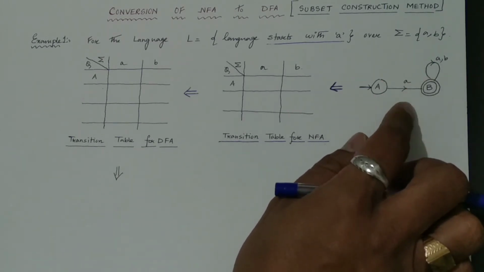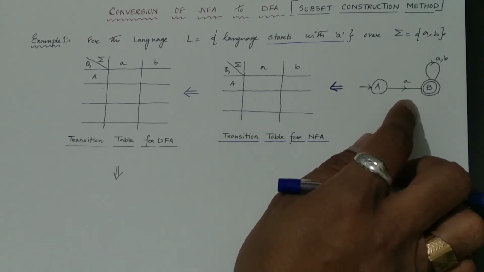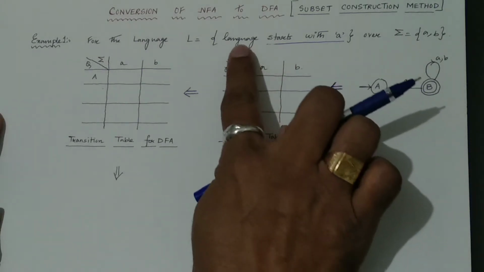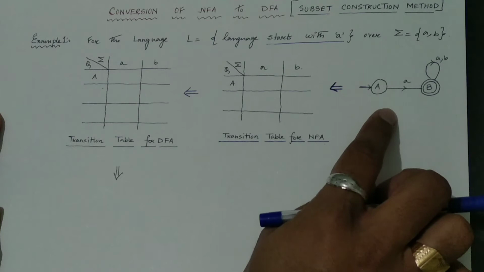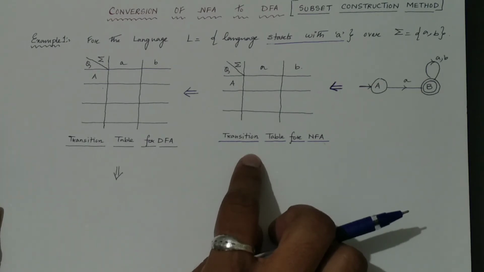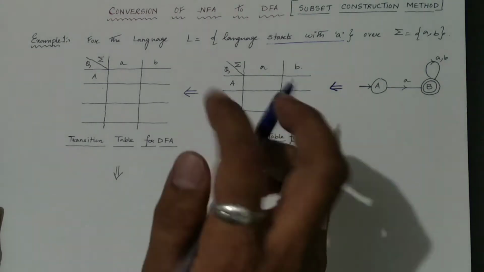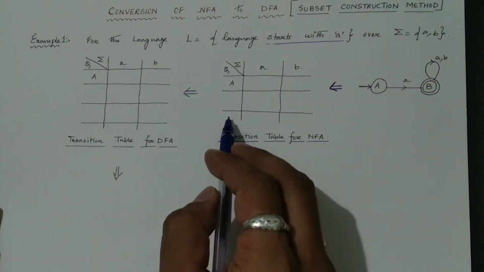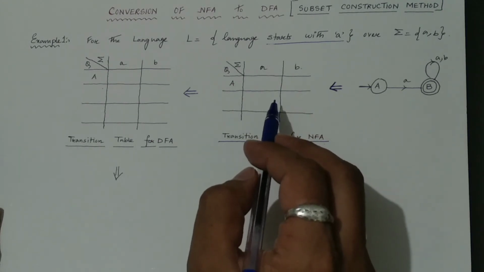Now I have to convert this NFA into a DFA. If the language is given to you, the first step is to construct the NFA. The second step is to construct a transition table for the NFA. You know how to construct a transition table for a particular NFA or DFA, right? I have to take a table where column-wise it will be the state and row-wise it will be the input alphabet.